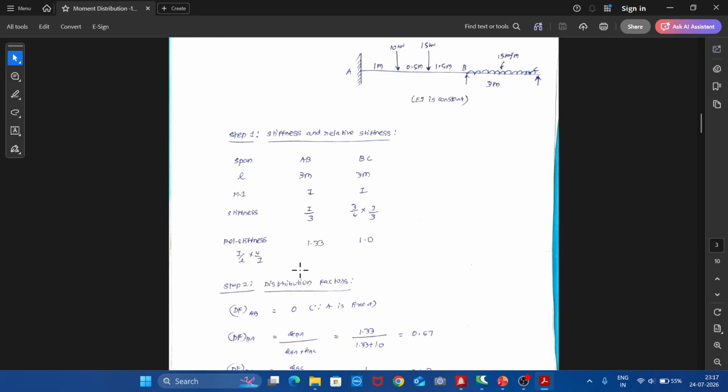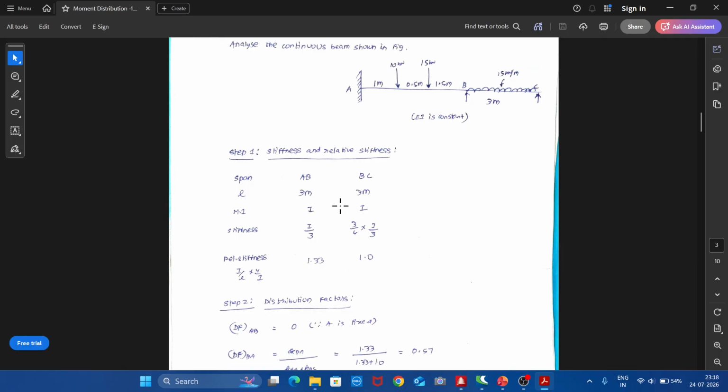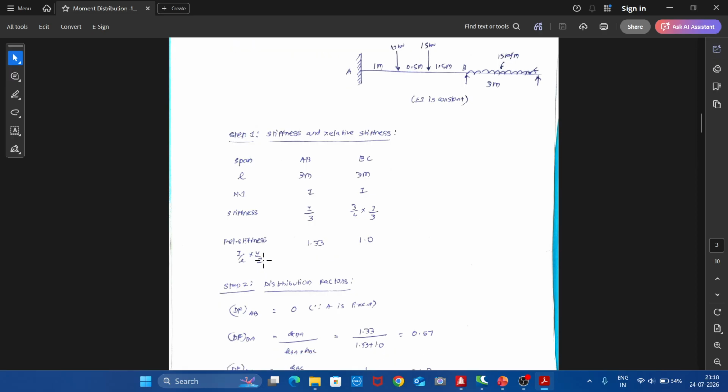Then the distribution factor, which we call DF. DF AB equals 0 since A is fixed. The distribution factor at a fixed support is always 0. And we want to find DF BA. The distribution factor is defined as the ratio of the stiffness of the member considered to the sum of the stiffnesses of the members meeting at that joint. That is the definition of the distribution factor.